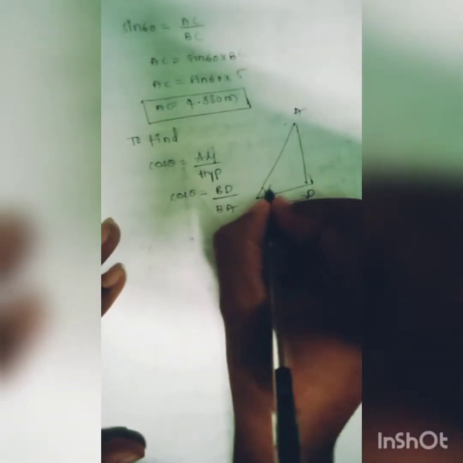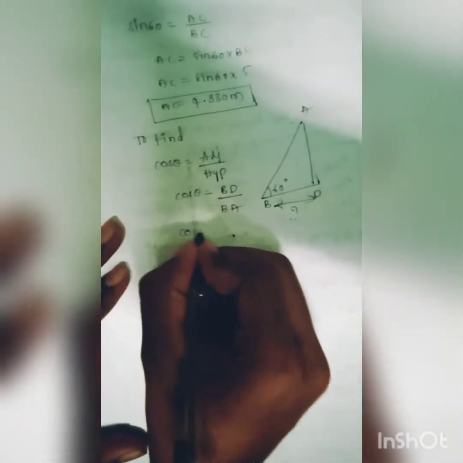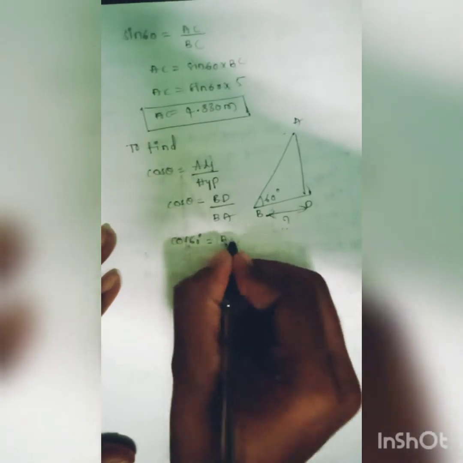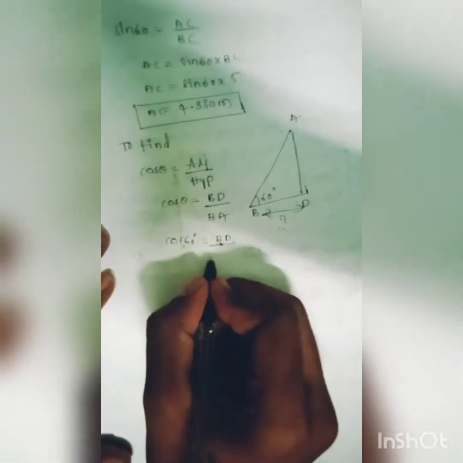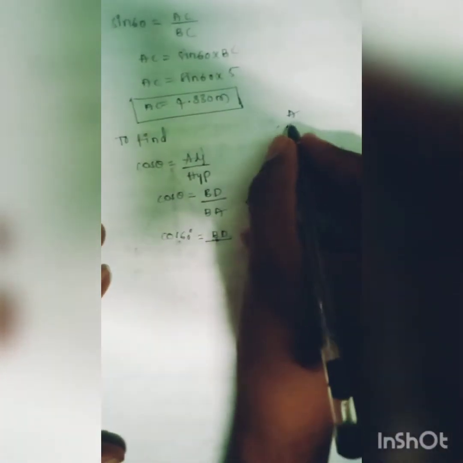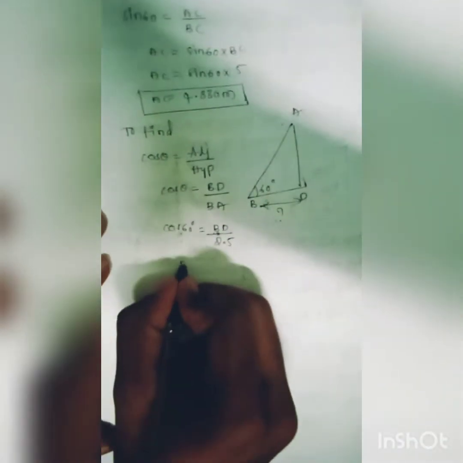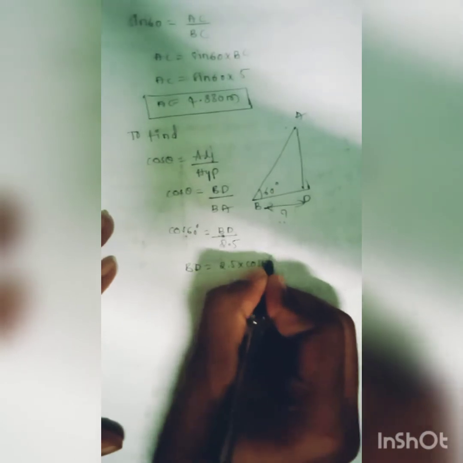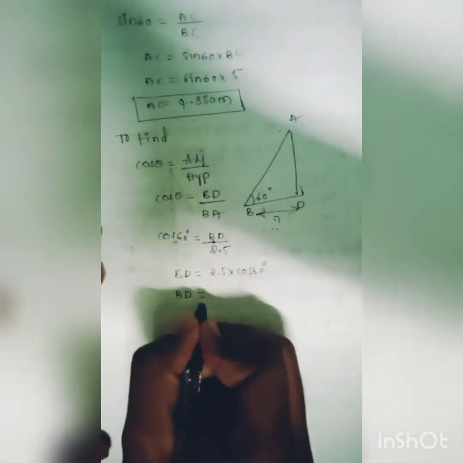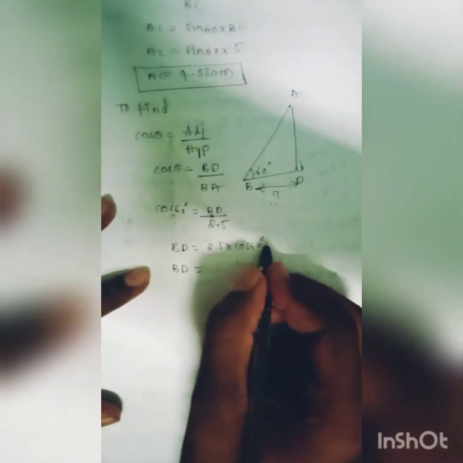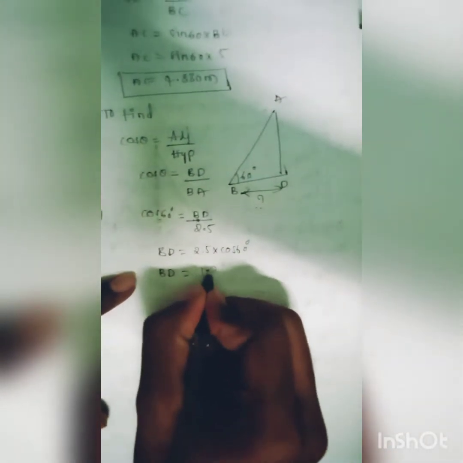Here the given angle is 60 degrees. So cos 60 equals BD by BA. We don't know BD, we are only calculating the distance between B and D. And the distance given from B to A, we have calculated just now, is 2.5 meters. Then BD equals 2.5 into cos 60 degrees. Doing it in the calculator, BD is 2.5 into cos 60, that is 1.25 meters.